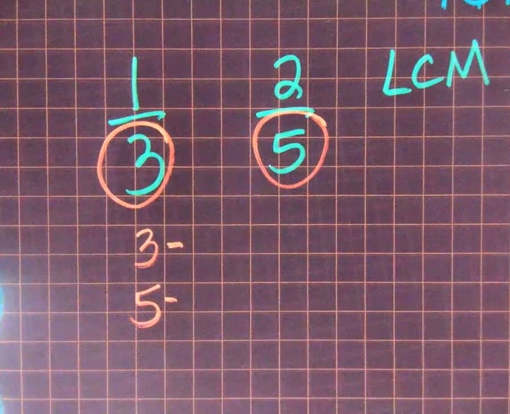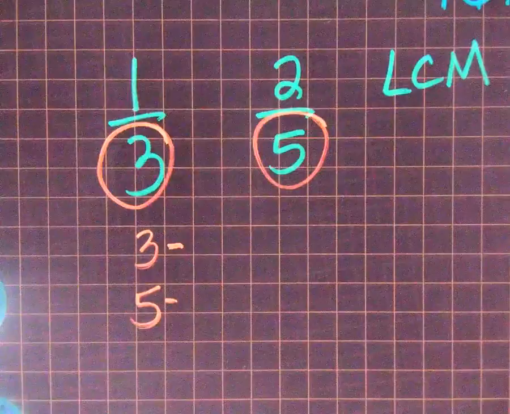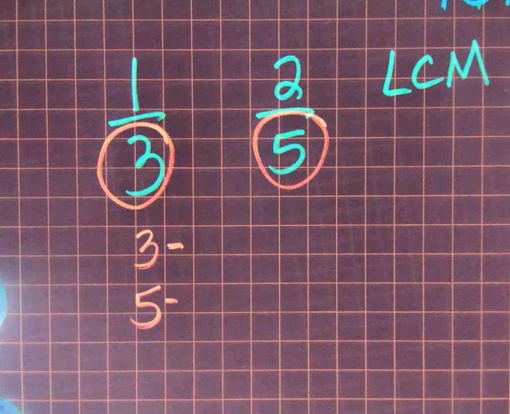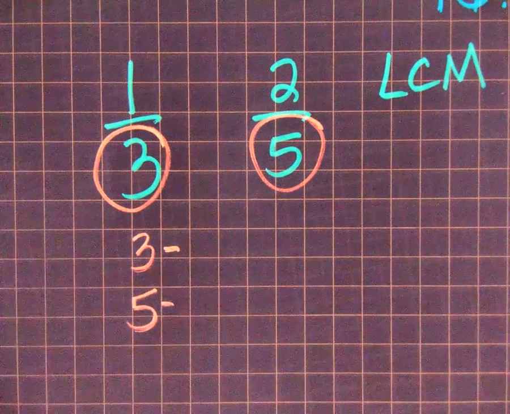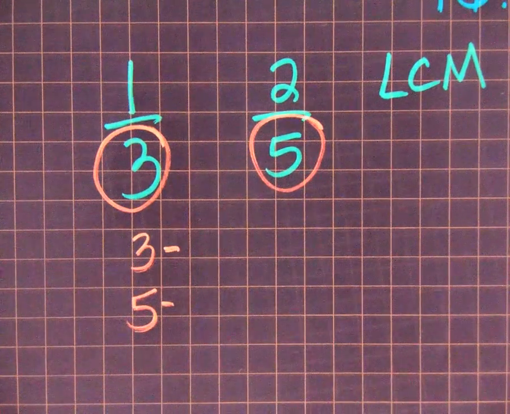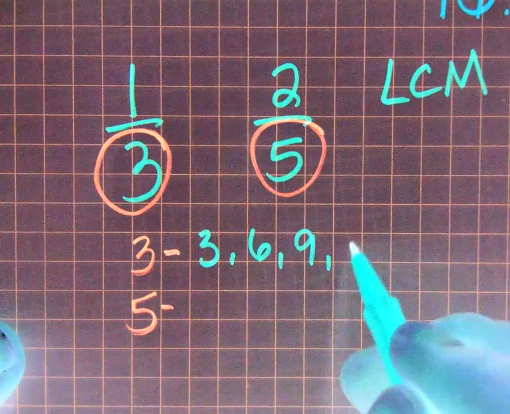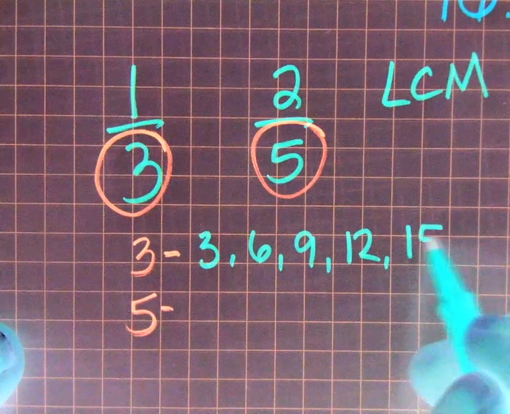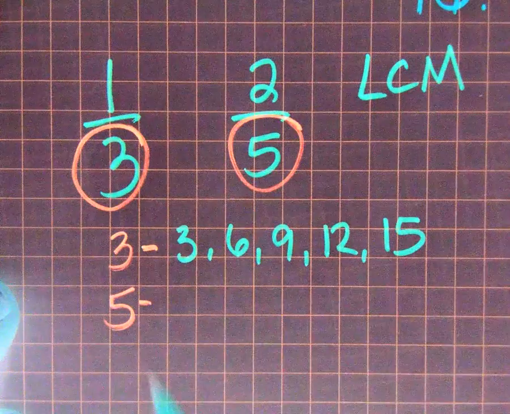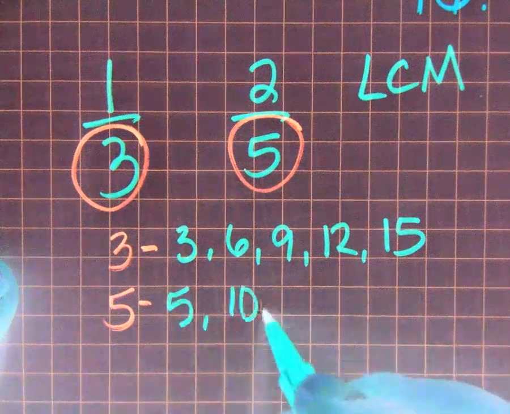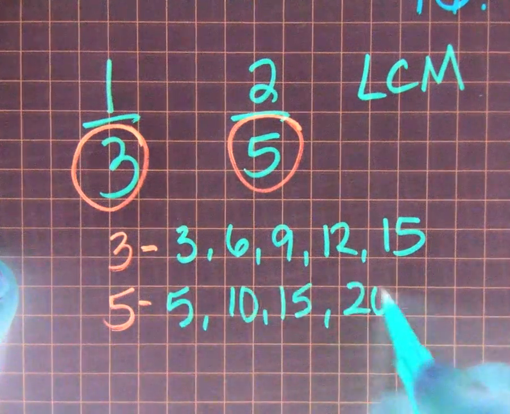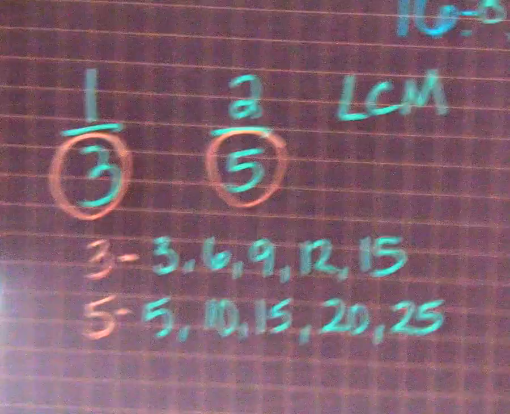And this is the general rule of thumb that I like to tell my students: we're going to skip count at least 5 times. And then if we have to go more, we'll go more. But let's do at least 5 times. So we have 3, 6, 9, 12, 15. Right? That's 5 times. And let's do 5: 5, 10, 15, 20, 25.